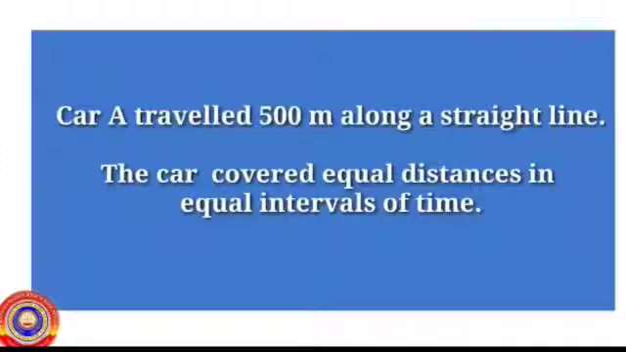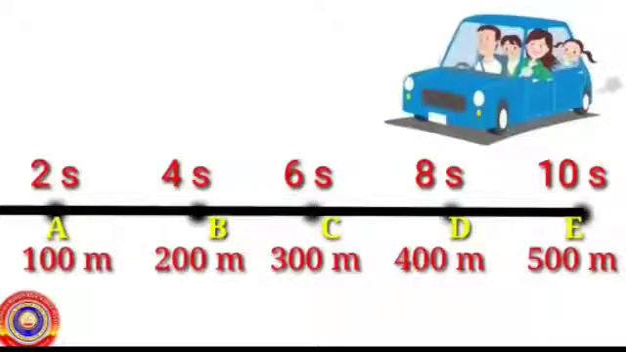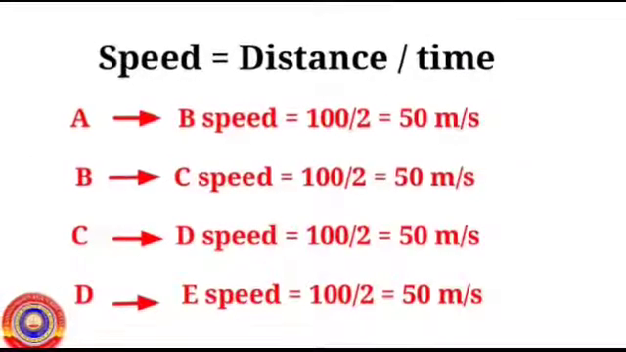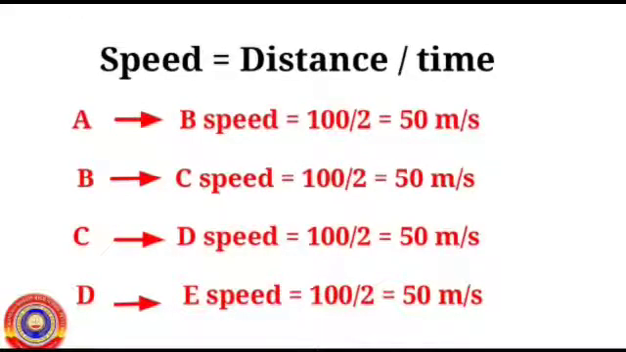Car A travelled 500 meters along a straight line and it covered equal distance in equal intervals of time. We can represent it like this: in every 2 seconds the car covers 100 meters. When we find the speed at each interval, it is found that the magnitude of speed doesn't change. As this car doesn't change its direction or magnitude, the velocity thus obtained is uniform. So the car is said to have uniform velocity.